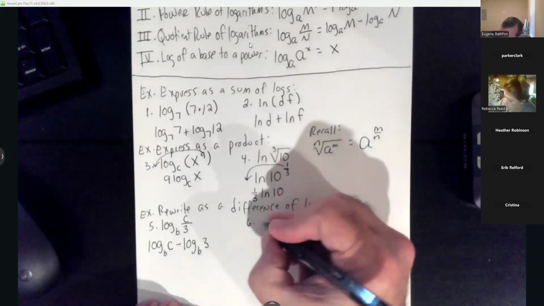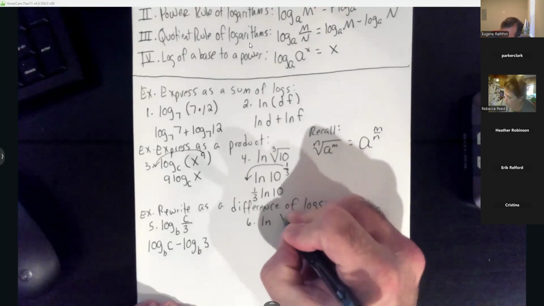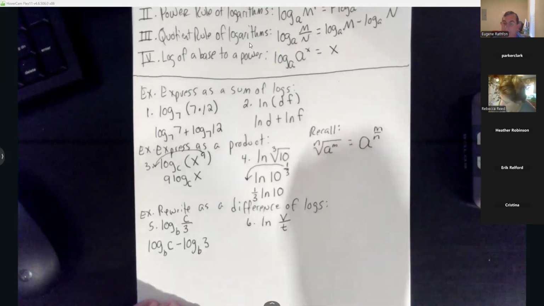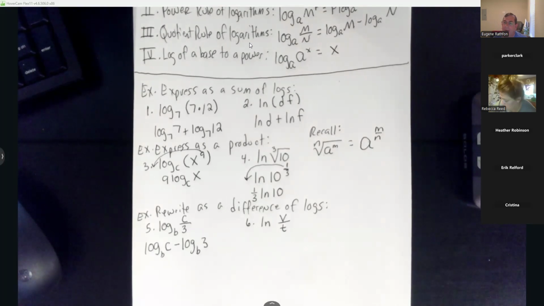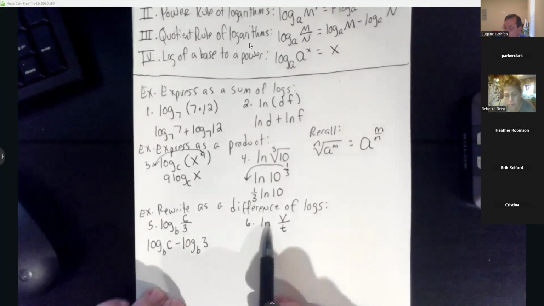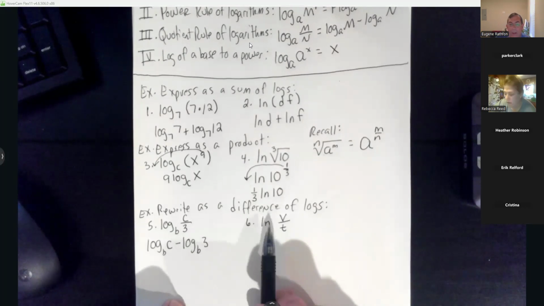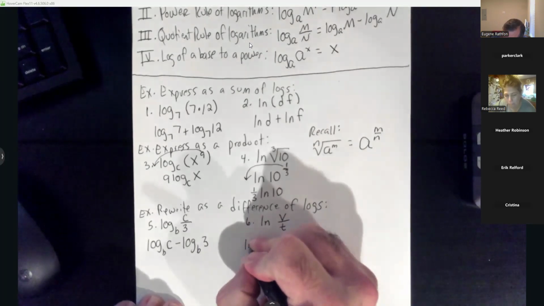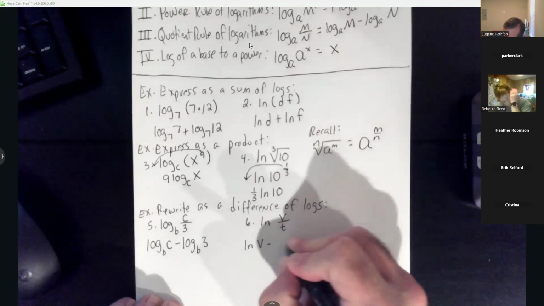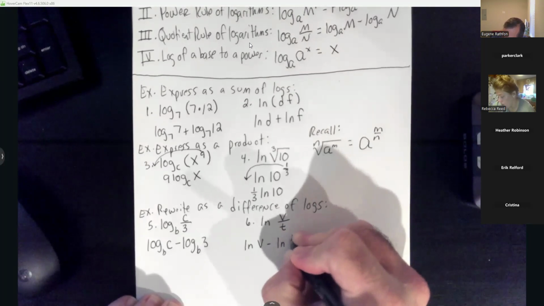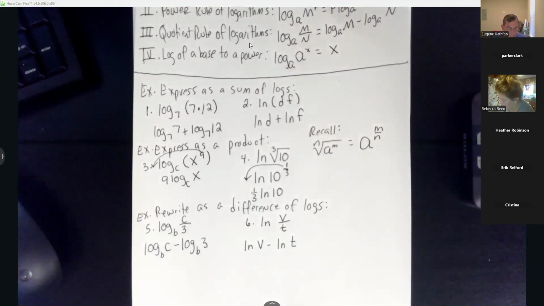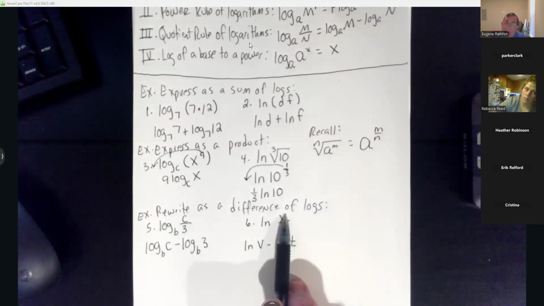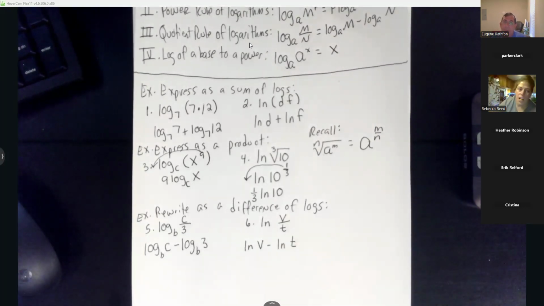Okay, so number 6 is a ln of V divided by T. So y'all, we're going to do the same thing, right? We're going to distribute the ln to the top and then minus ln of the bottom. So I get an ln of V minus ln of T. Now, later on, they'll start with this and we'll go backwards. But for right now, we're just learning those properties, okay?